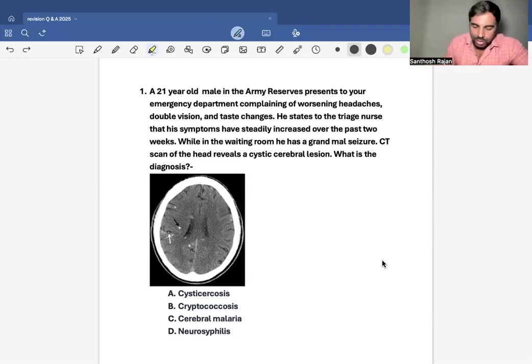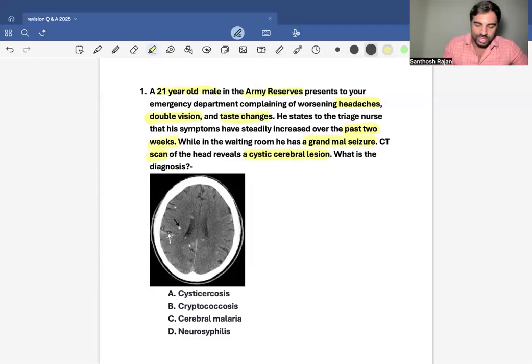First question itself. A 21-year-old male, you can see he's an army reserve. That is just the basic thing they've given. He presents to the emergency department complaining of worsening headache, double vision, taste change. And he states to the triage nurse his symptoms steadily increased over the past 2 weeks. Okay. And then while he was in the waiting room, he had a grand mal seizure. The main thing is seizure. Before, he had headache and double vision symptoms, something related to the brain. And now he's having a seizure. So something is happening inside his brain. A CT scan was done and a cystic cerebral lesion is there.